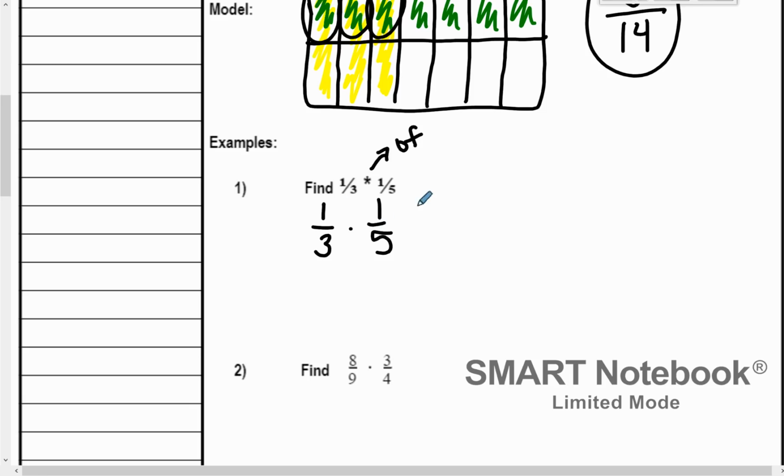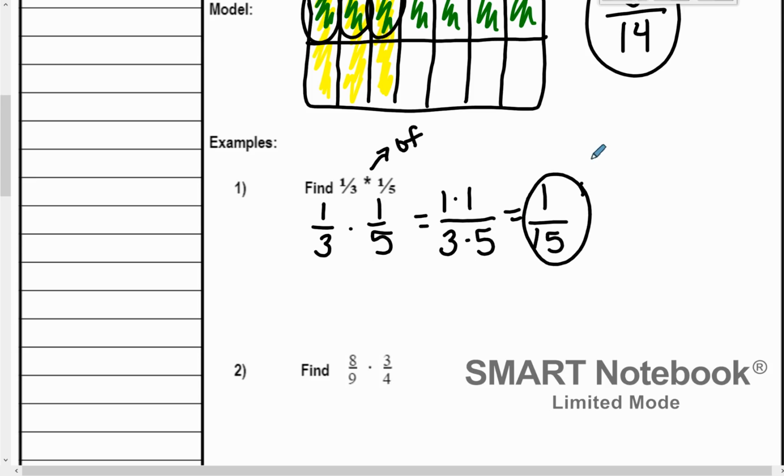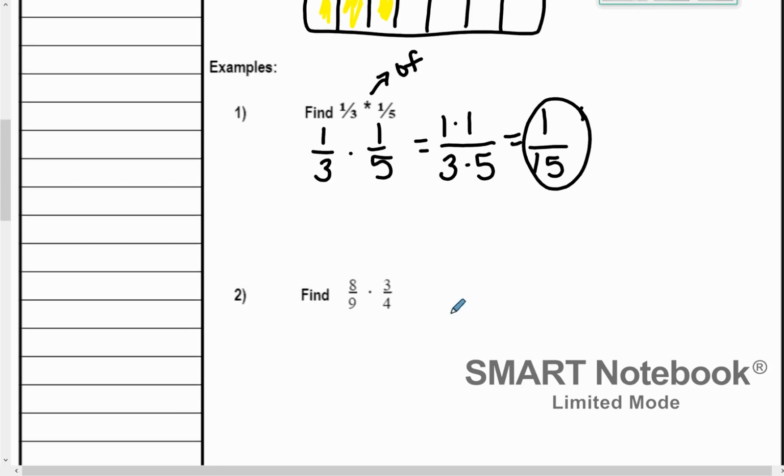The next thing I do is just multiply my numerators. 1 times 1 is going to be equal to 1. Then I multiply my denominators. 3 times 5 is 15. So I get a final answer of 1/15. Same thing for this next example.